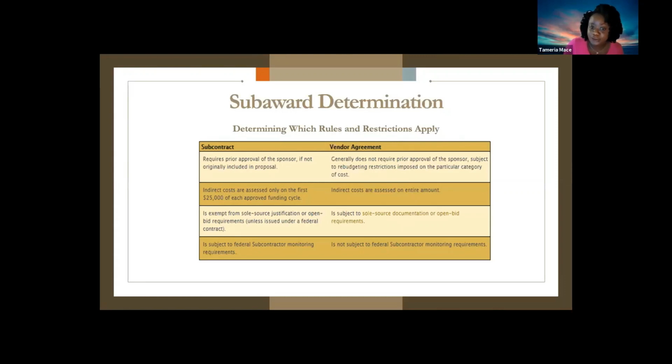With your subcontractor, those indirect costs are assessed only on the first $25,000 of each approved funding cycle. With your vendor, your indirect costs are assessed on the entire award amount. So this is also very important when you're looking at your proposal and you're looking at your third party and trying to make that determination, because it clearly affects your budget. So again, it's very important when you're making this determination.